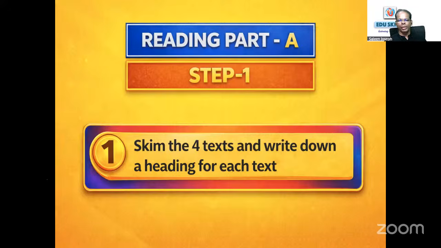Reading part A, step 1, skim the 4 texts and write down a heading for each text. Skimming for 4 text headings. First one, text headings given for text A, B, C, and D. Most of the texts given to you will have a heading for each text.